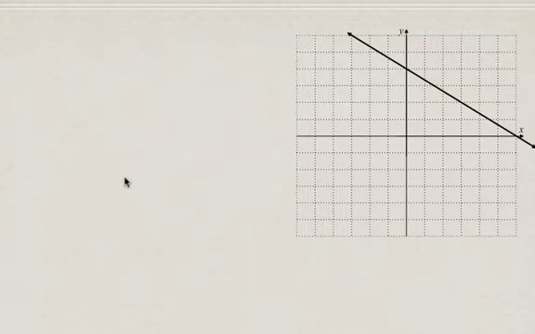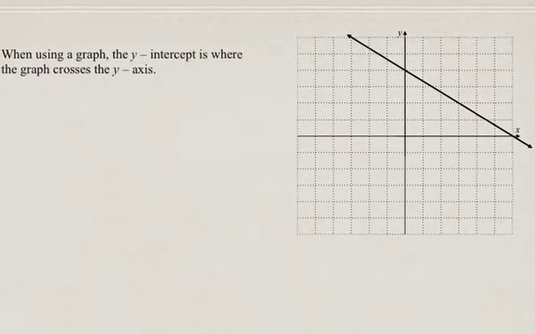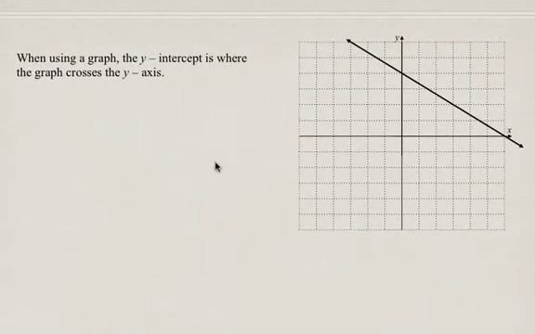Now, let's take a look at this example, and remember that the y-intercept is the point where the line crosses the y-axis, or the vertical axis. And if we look at this line, it crosses at this point, so the y-intercept is at 4 because this is going to be 0, 4.